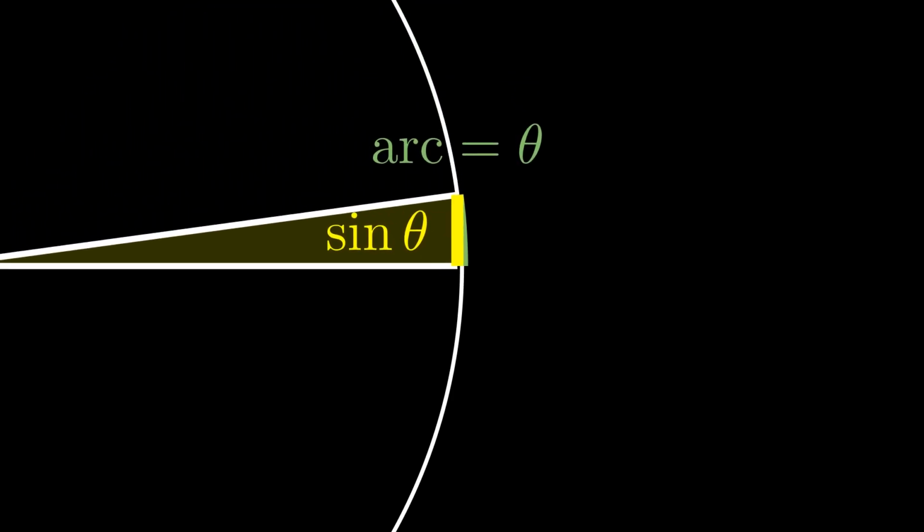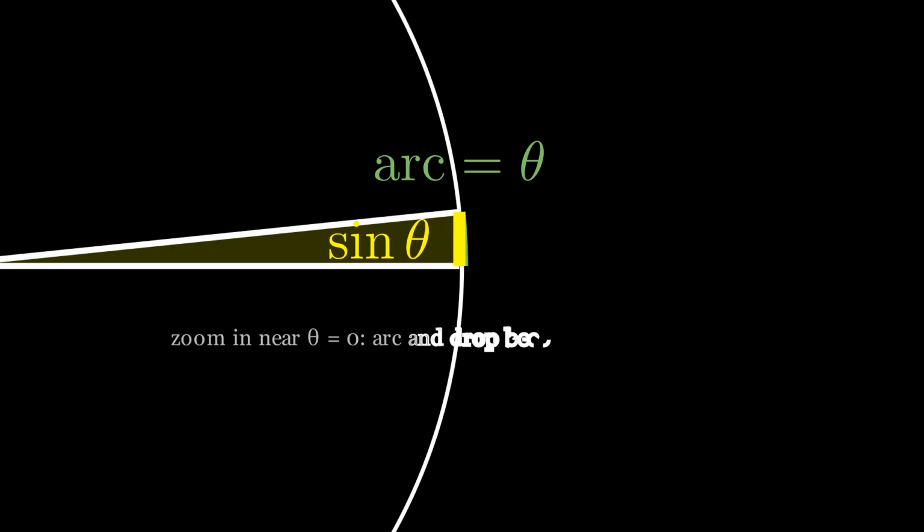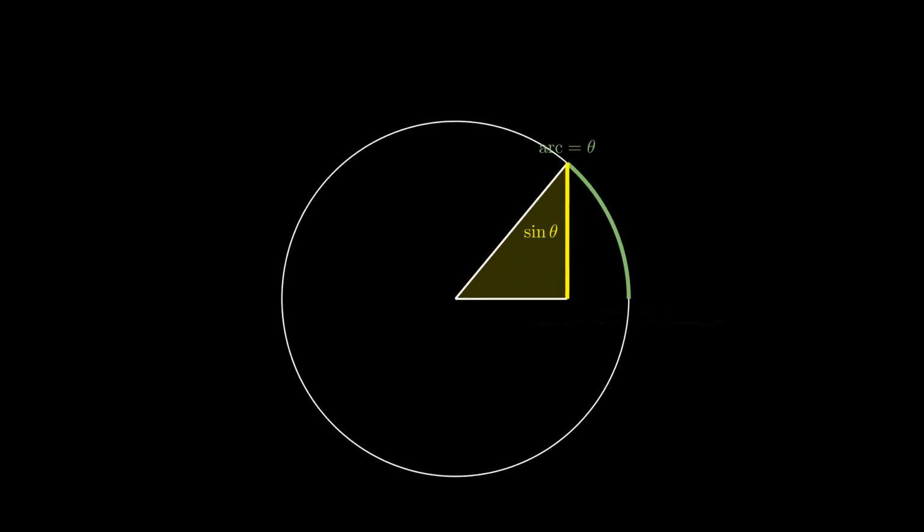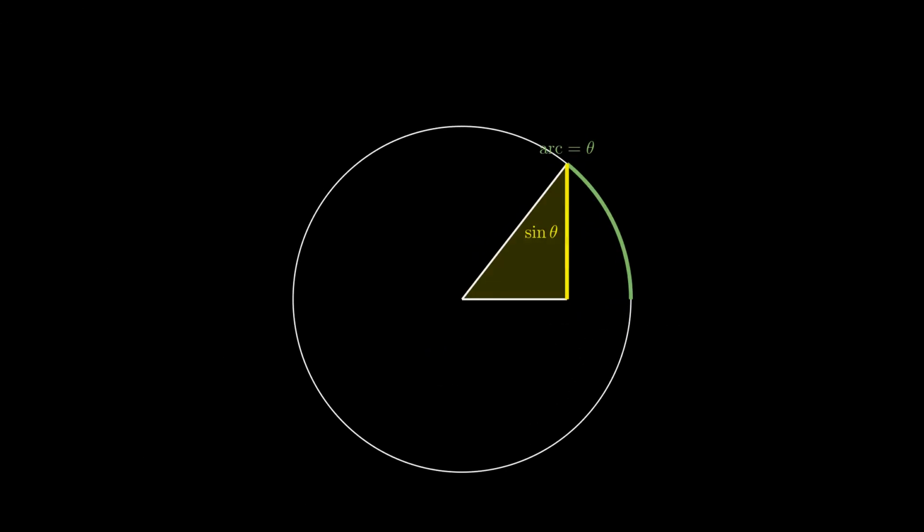Any smooth curve looks straight once you zoom in far enough. That's what it means for a curve to be smooth. So down at this scale, the arc and the straight drop become impossible to tell apart. That's the intuitive reason sine theta and theta themselves become essentially equal for small theta, not just their ratio approaching 1, but the two quantities visually collapsing into each other. Now let's make that rigorous.